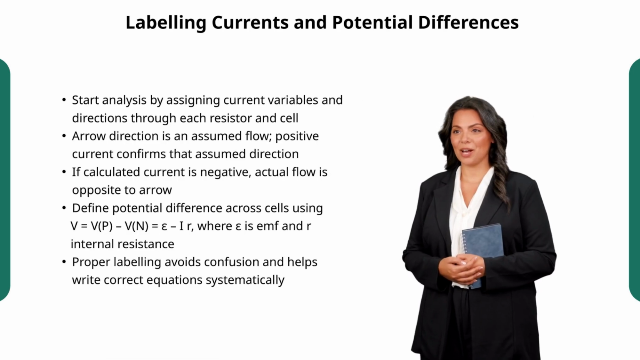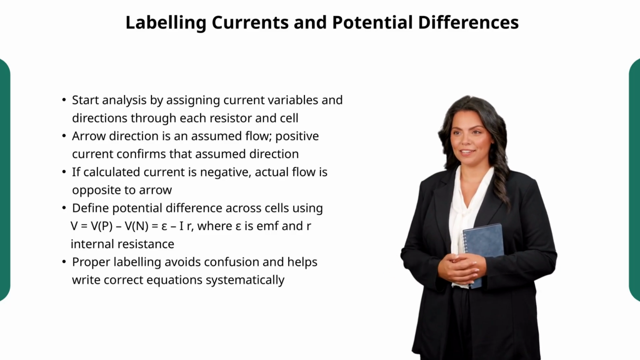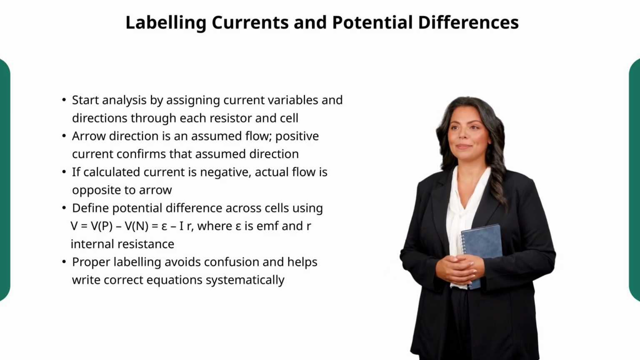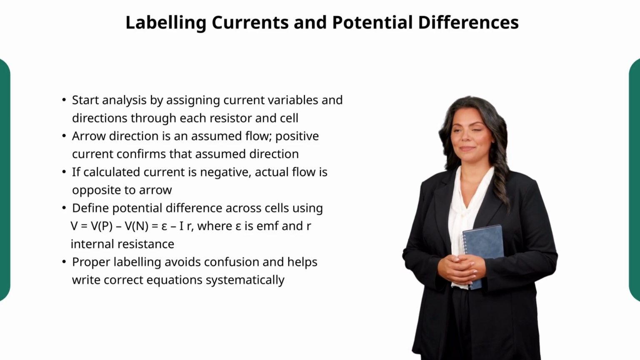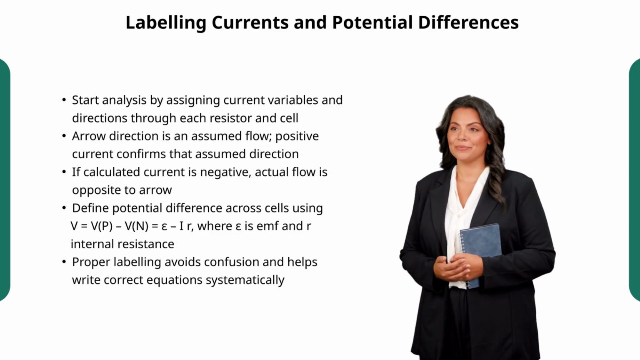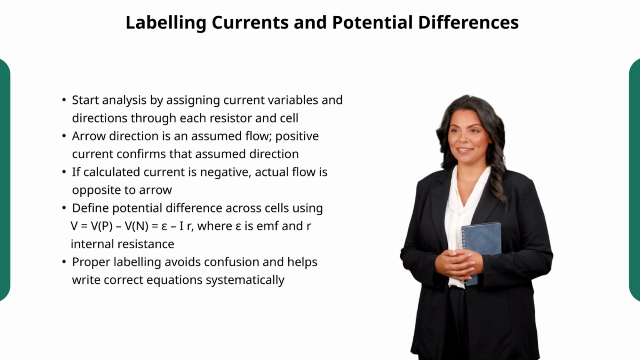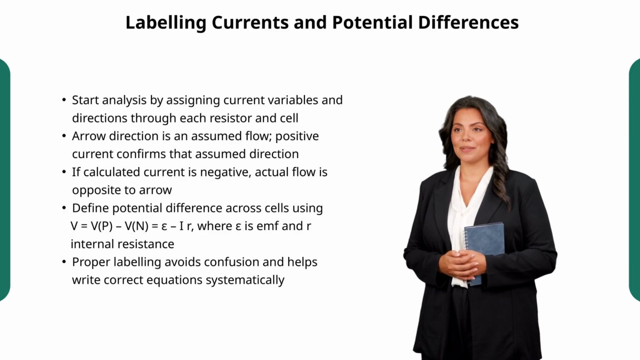Before applying Kirchhoff's rules, it is crucial to carefully label the currents and voltages in the circuit. Imagine you have a network with many resistors and power sources. We begin by assigning a symbol for the current, like I, to every resistor branch. Along with the symbol, we draw an arrow to indicate the assumed direction of the current. This arrow is a hypothesis.